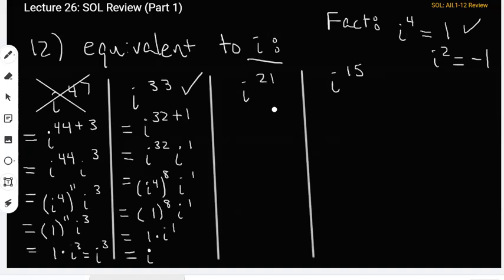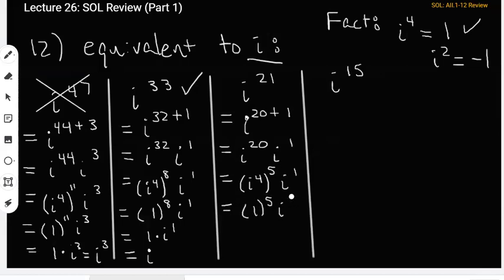i to the 21st power. How many groups of 4 can I take out? 5 of them, right? Because I can break this up as i to the 20th plus 1. So now I have i to the 20th power times i to the 1 power. This is going to be i to the 4th power, raised to the 5th. And that means I have 1 to the 5th power times i. And that's just going to give you i. So this one is also going to work.